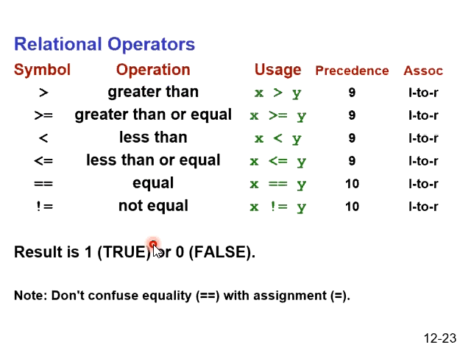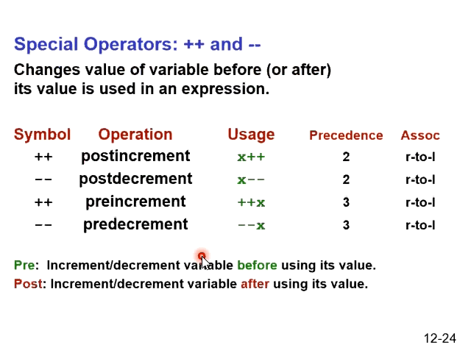With relational operators, you compare two values, and when we have 1, that means it's true, so we say yes, but 0 is false. Or you can use the special operators plus plus and minus minus, which mean you want to increment or decrement the current variable by 1. At that time you can put it before or after the variable.